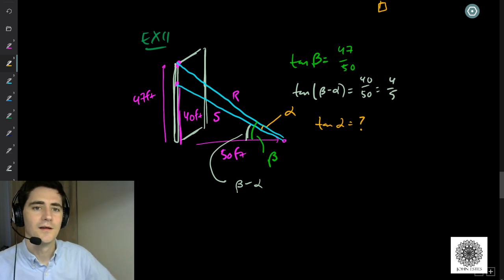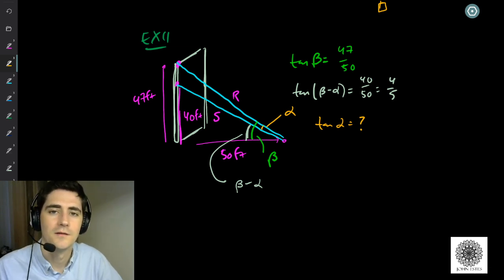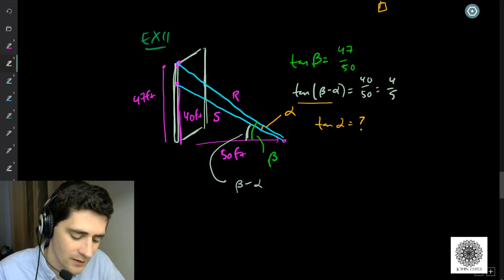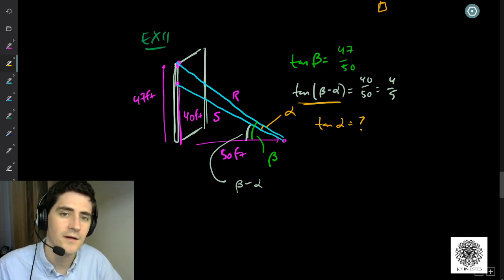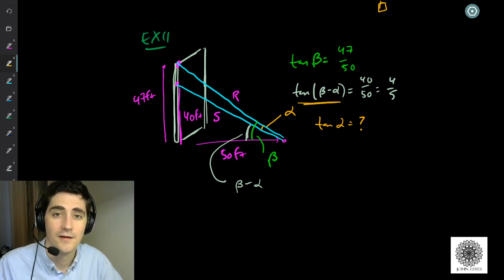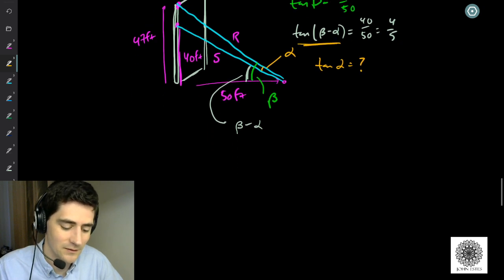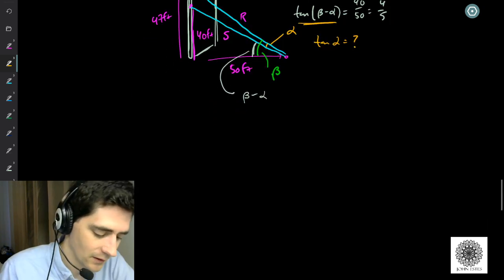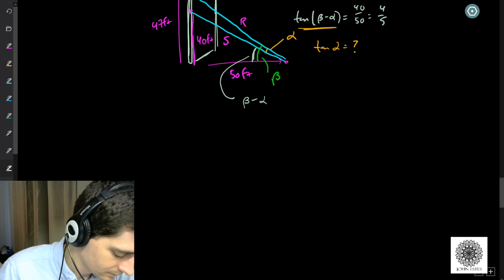Okay, so I know those, and I'm trying to find tangent alpha. Can I do it? Well, yeah, because we know another way of expressing tangent of beta minus alpha in terms of tangent beta and tangent alpha, which is what we needed. Okay, so let's go ahead and apply our identity.